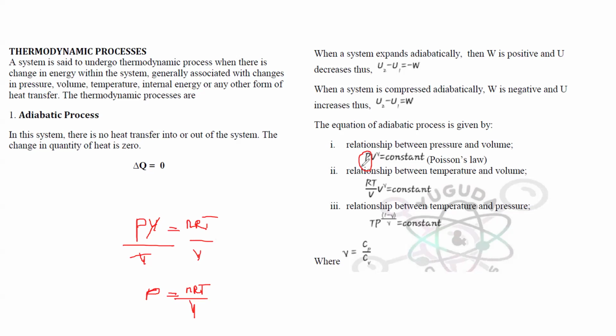So therefore, we can now just substitute P with nRT all over V, where n is the number of moles. So assuming that the number of moles is one, from PV raised to the power of gamma is equal to constant, we already have our P as this. So we now set nRT divided by V, times V raised to the power of gamma, equal to constant. Assuming now the number of moles is one, that is why we have this.